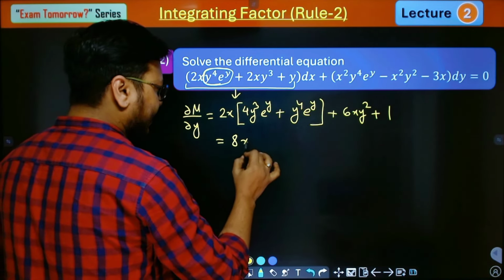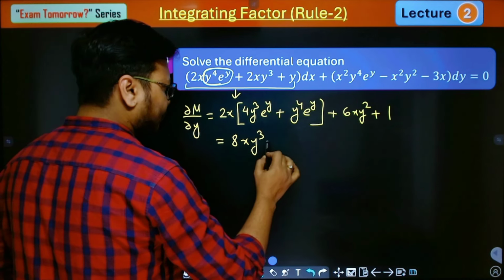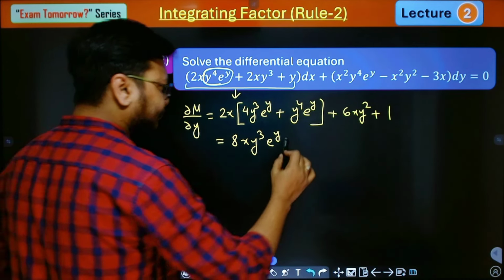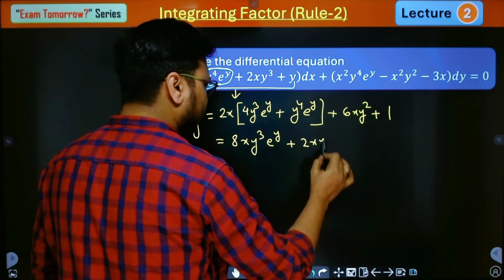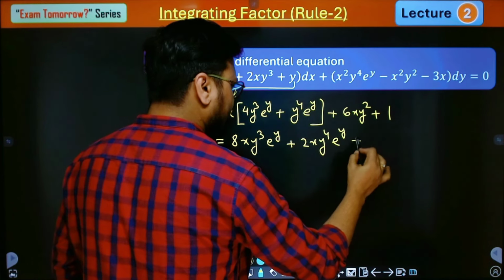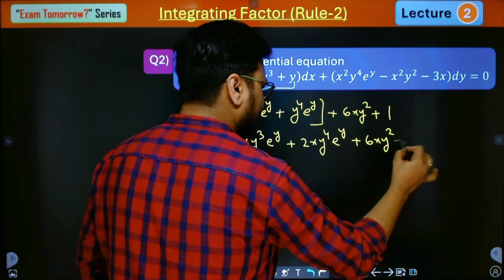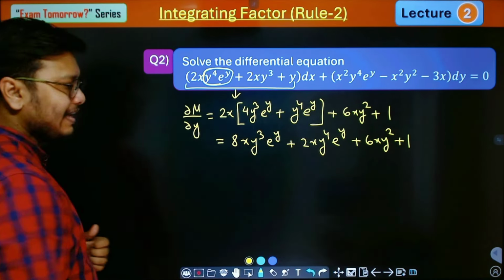8xy cube e to the power y plus 2xy to the power 4 e to the power y plus 6xy square plus 1. So that's my del m del y.